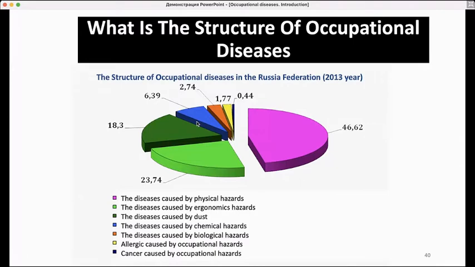But if we look at this structure for 2019 or 2020, we will see that the group of diseases caused by biological hazards are leaders. Because many doctors, nurses, laboratory technicians are damaged with one of the biological agents, COVID-19.